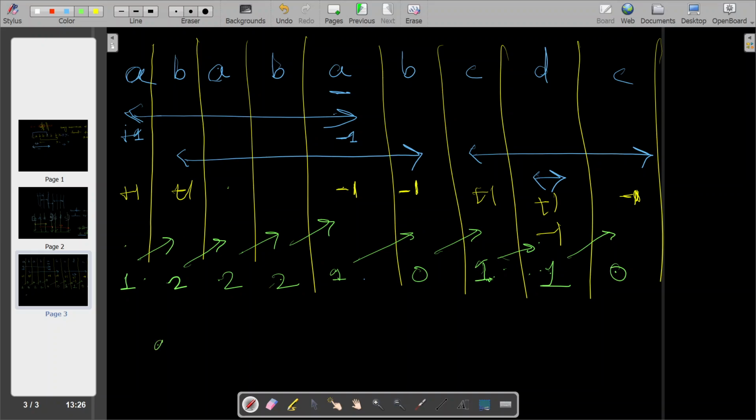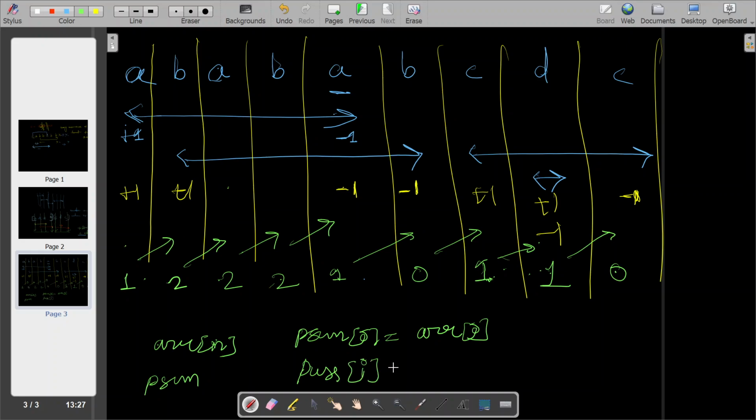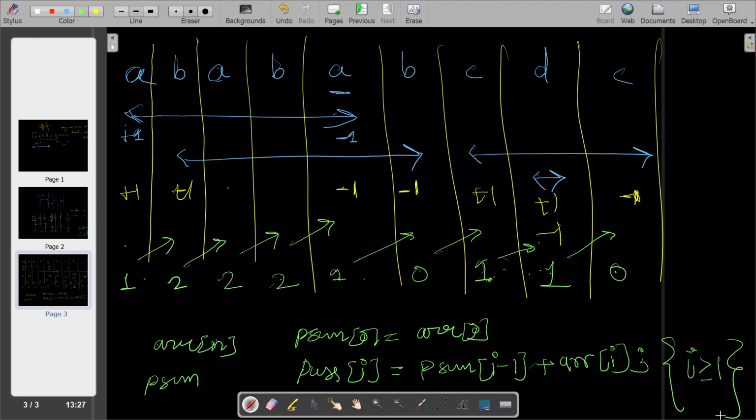So how will you make the prefix sum? Suppose you have an array of n, and the prefix sum is psum. So psum of 0 will be arr of 0, and later psum of i, for i equal to 1 to n, will be psum of i minus 1 plus arr of i, for i greater than or equal to 1, because for 0 it will be the same. From here we can see, so now we have made the prefix sum.